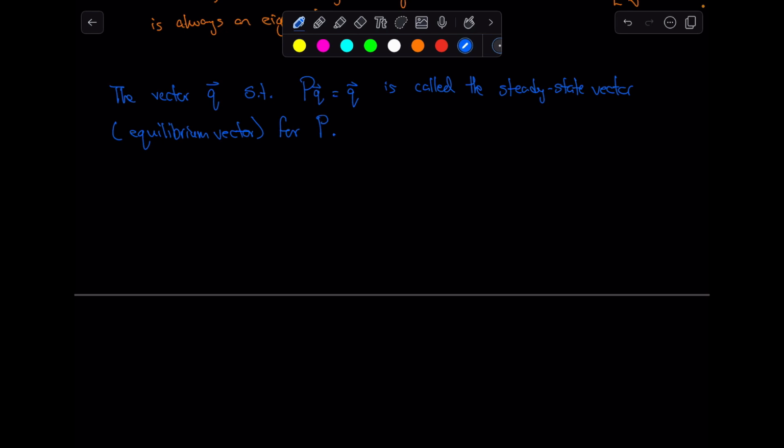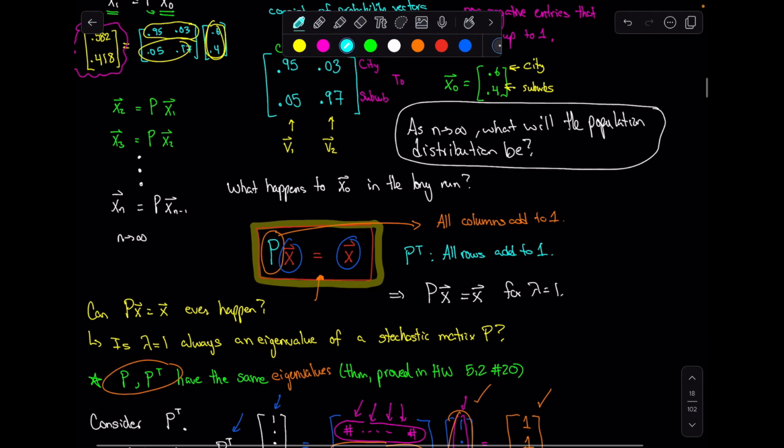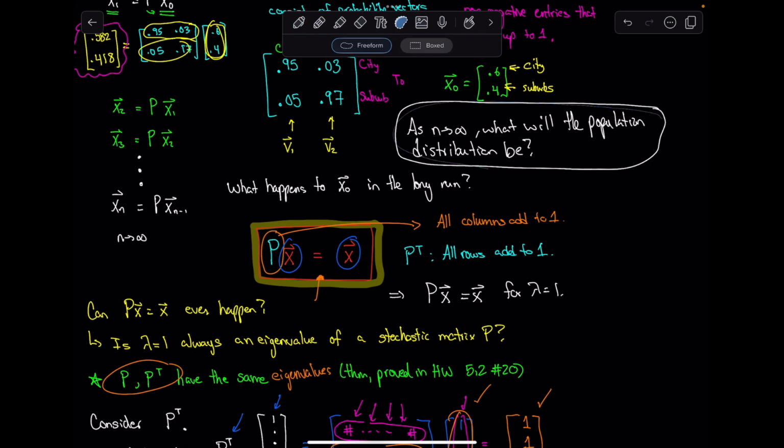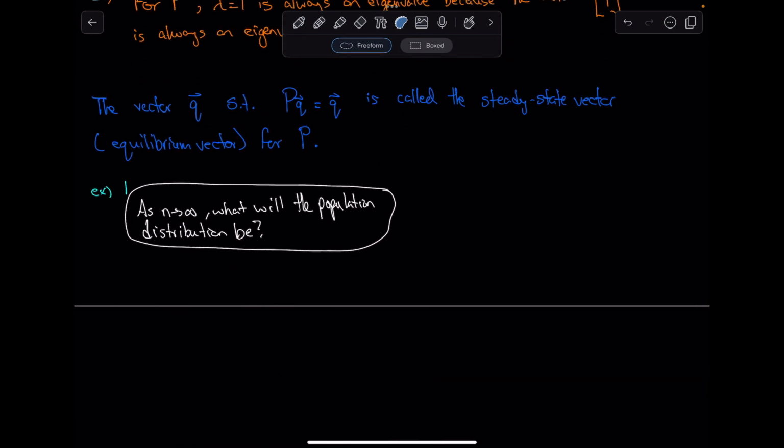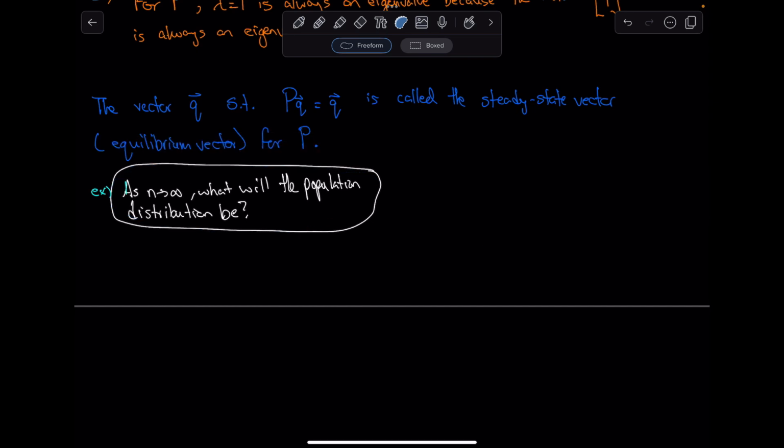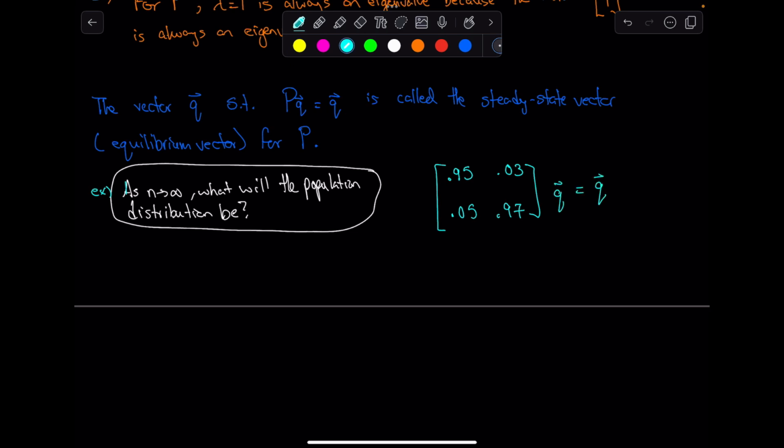So if we stick to the example that we were doing earlier, you might be asked, as I said, and I'm just going to copy and paste this: as n increases to infinity, what will the population distribution be? Remember that we're solving for this stochastic matrix that has 0.95, 0.05, 0.03, and 0.97. And we're going to use the techniques that we've learned about with eigenvalues and eigenvectors.